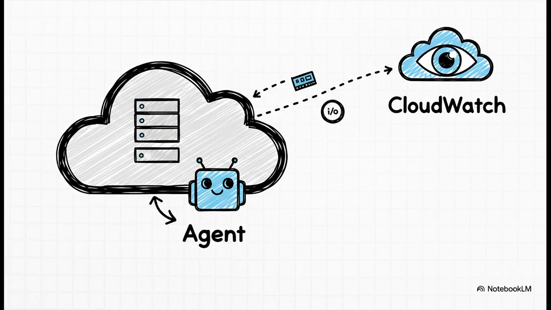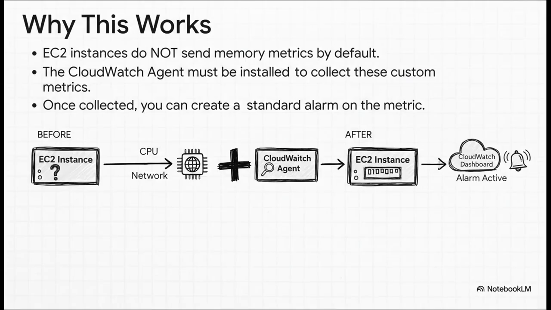That's the key. There's no other way to get those OS-level metrics like memory and disk space. And here's why this is so important to remember. EC2 by itself doesn't send memory or disk metrics. It just doesn't. You have to install the CloudWatch agent to grab them as custom metrics. Once they're in CloudWatch, well, then you can set up an alarm just like any other metric. So if you see EC2 memory on the exam, your brain should immediately go to CloudWatch agent.